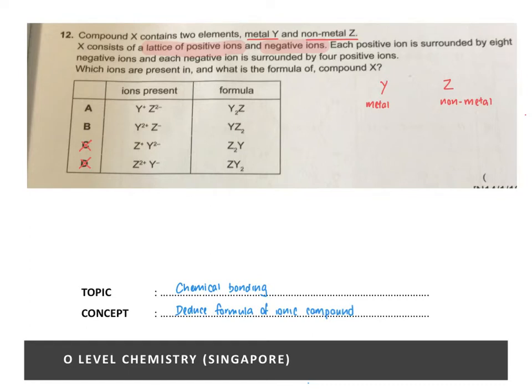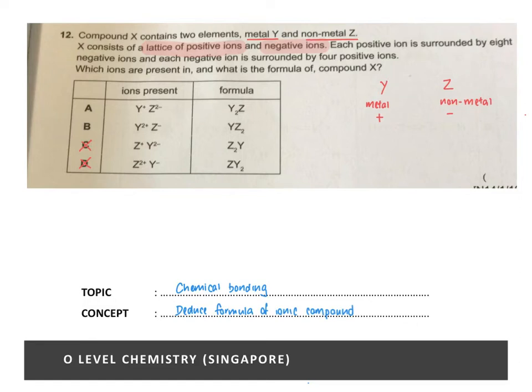Okay. Next, in order to know the formula of the ionic compound, we need to find on average for each Y ion how many Z ions are there. Right, for that we need to look at the description of the ions in the lattice. Now, before we go into that, we have to recall that metal atoms tend to lose electrons, and when they lose electrons they form cations. Non-metal atoms tend to gain electrons, and when they gain electrons they form anions. So positive ions we will be talking about Y, and negative ions we will be talking about Z.